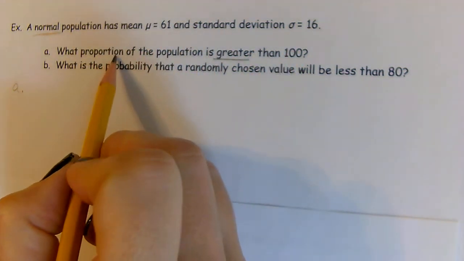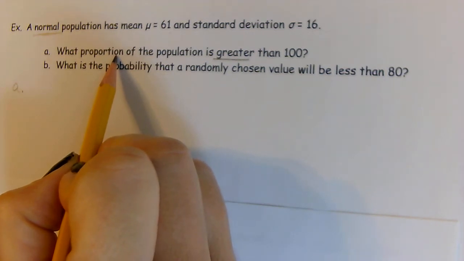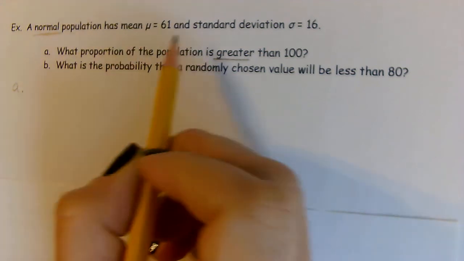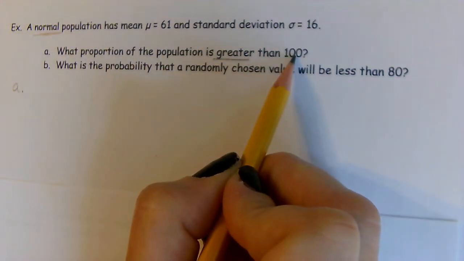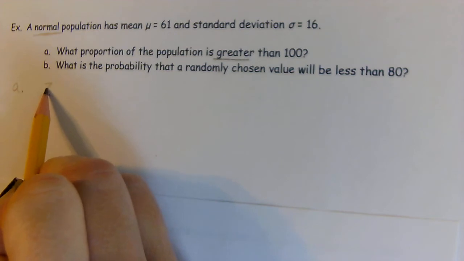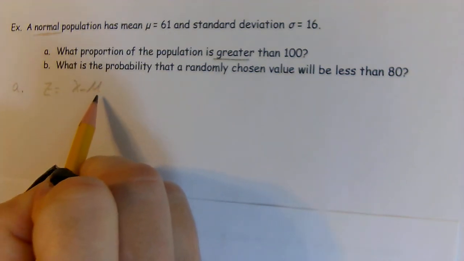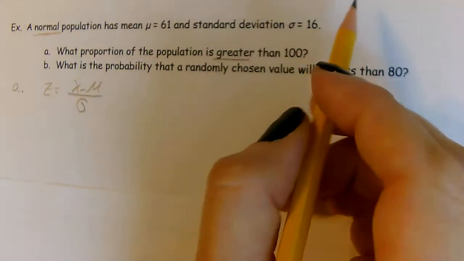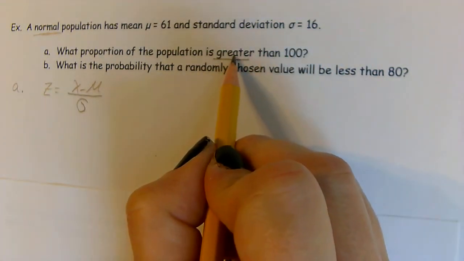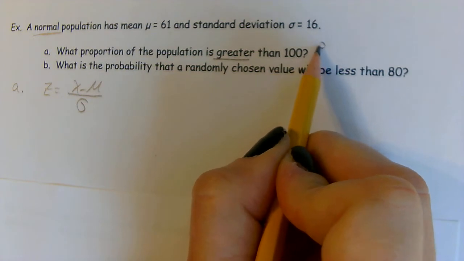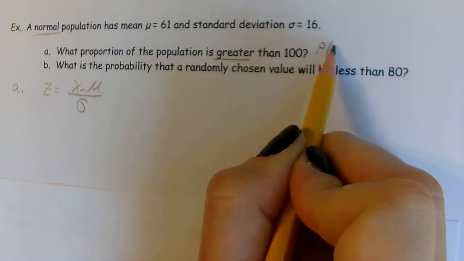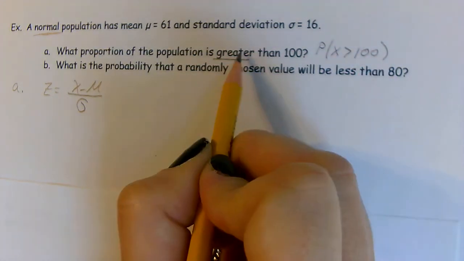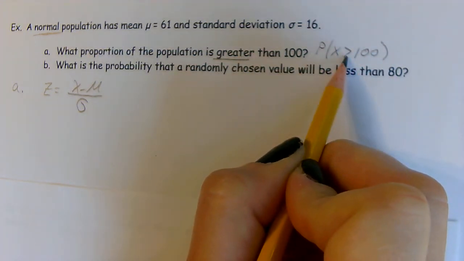If I'm looking for the proportion or probability, I'm going to be looking for the area under the curve, so I need to take my x and standardize it using my z-score to read the table to answer questions. Now if I want an x greater than 100, I'm looking for the area under the curve or the proportion of this distribution for x values greater than 100, to the right of.